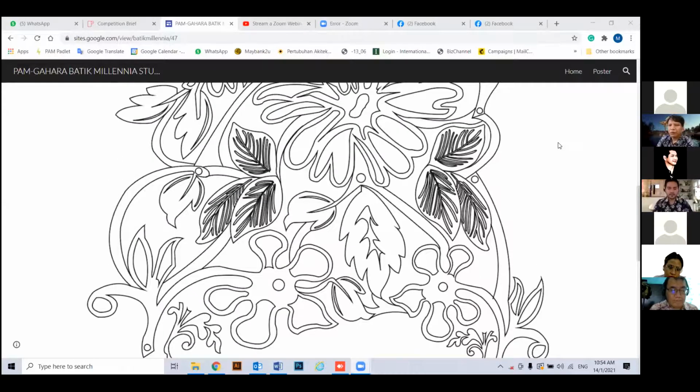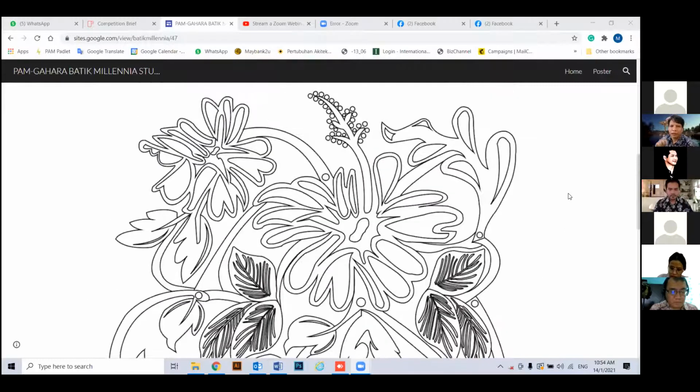I think what we want to see during the development is how you do that. Is she your student, Cik Kamarul? Yes. So you understand what is required for her to develop this design into a blockable batik, right?